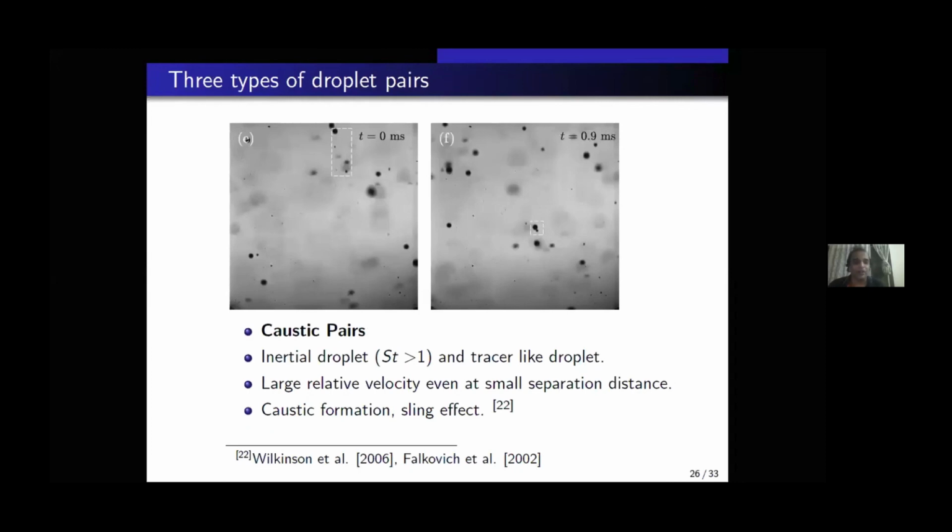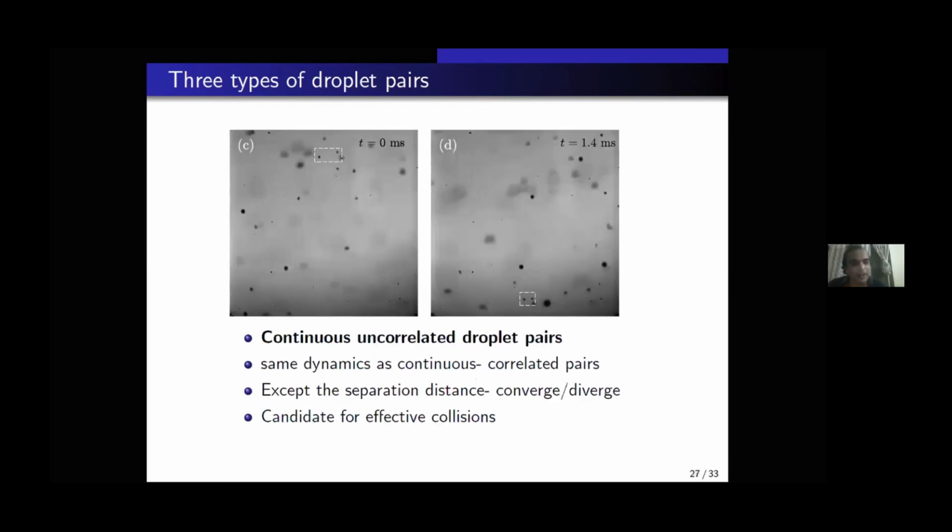Another class of droplet pairs that we observed was the caustic pairs, where within the pair one is an inertial droplet of Stokes number greater than 1, and the other is a very small droplet. We tracked these 2 individual droplets, and at a later time, around 1 millisecond later, the 2 droplets are close to each other. Caustic pairs always result in collisions, because a Stokes number greater than 1 inertial droplet and a Stokes number smaller than 1 droplet are always going to have a relative velocity with respect to one another. So all, or most, of the caustic pairs result in collisions within the frame that we have captured. The final class of droplet pair we observe is continuous uncorrelated droplet pairs. Continuous because the droplet sizes are again similar, with Stokes number less than 1, but uncorrelated, in the sense that even though they are of similar size, they end up coming close to each other in this specific instance and finally result in collisions.